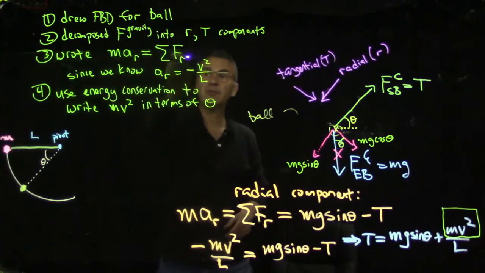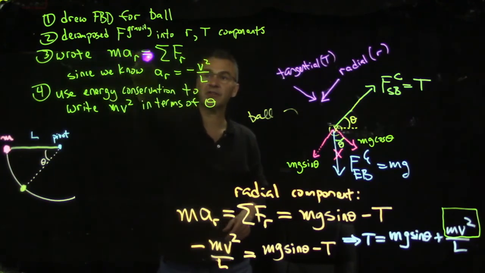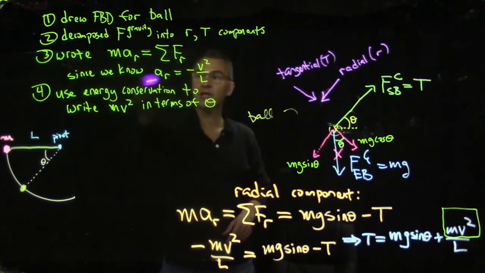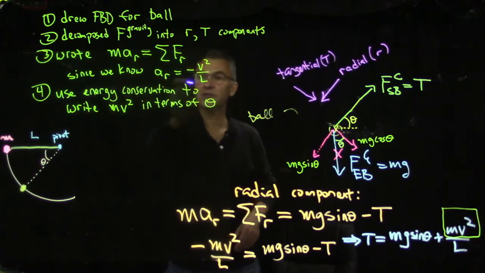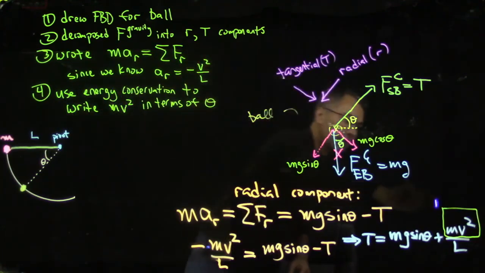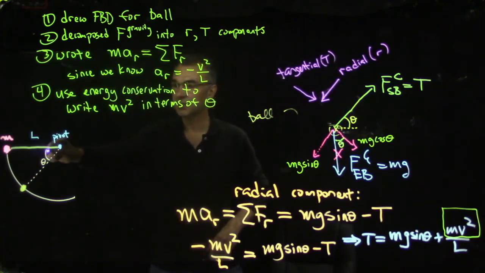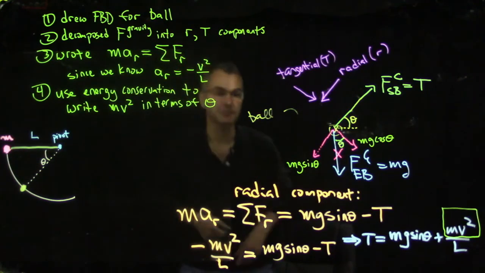Then we wrote F equals ma for the radial component. So mass times acceleration in the radial direction is the sum of forces in the radial direction. And it makes sense to do that because we know the acceleration in the radial direction is minus v squared over L. Then the next step is we're going to use energy conservation to write this mv squared factor in terms of the angle theta, because somehow the angle theta tells us how far down we are from the horizontal, and that will tell us how much kinetic energy we gained after losing some amount of gravitational potential energy. So let's do that next.